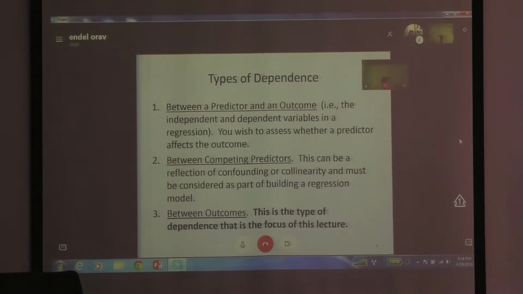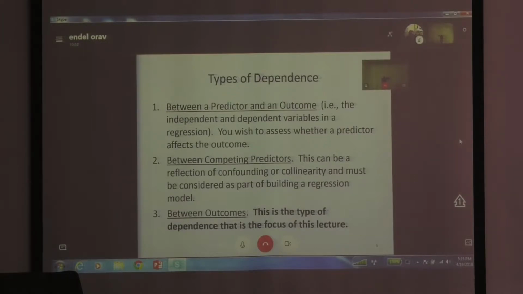So dependence between predictors is a very important topic, but hopefully one that you covered in the second level regression course. What we're going to talk about today basically comes out in third level courses, where we have dependence between outcomes. So number one, dependence between predictor and outcome. There's a t-test. Dependence between competing predictors is a linear logistic regression issue. But when you have multiple outcomes on the same person or from the same entity and they might be dependent, that's the type of dependence that we're focusing on in today's lecture.